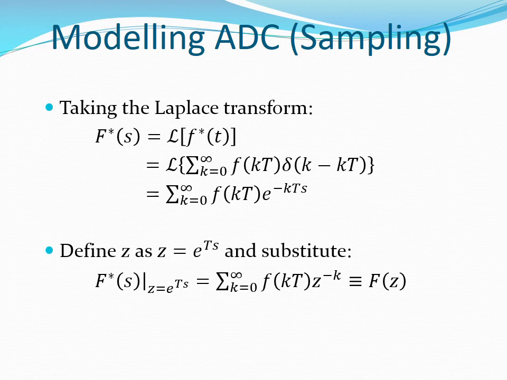If we take the Laplace transform of the ADC output, we will find that it is given by the expression summation for k equals 0 to infinity of f(kT) times e to the minus kTs. If we define z as being equal to e to the Ts and substitute into the Laplace expression, we will find an expression that is equivalent to the z transform of the ADC output.